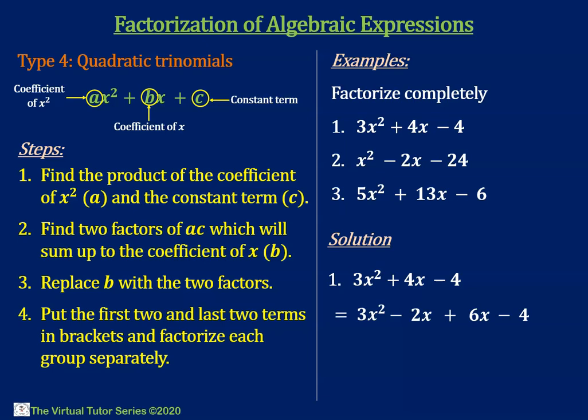Now, the fourth step is to put the first 2 terms and last 2 terms in brackets and factorize them separately. For the first group, we have the common factor of 3x squared and -2x to be x. x into 3x squared is 3x, and x into -2x is -2. For the second group, we have the common factor of 6x and -4 to be 2. 2 into 6x is 3x, and 2 into -4 is -2.